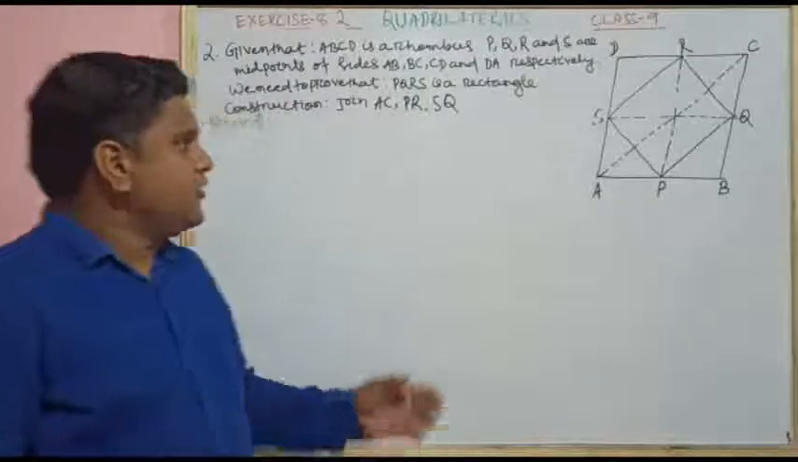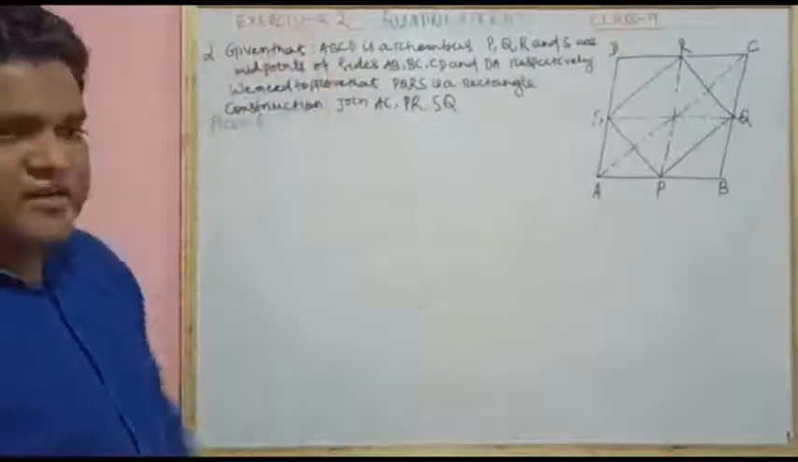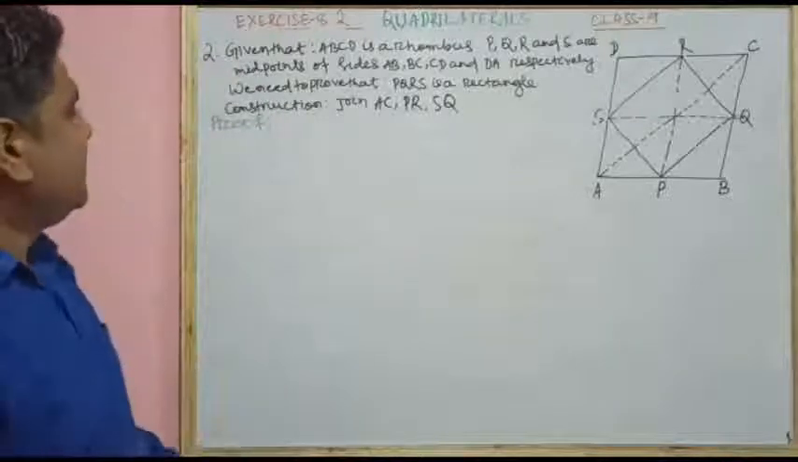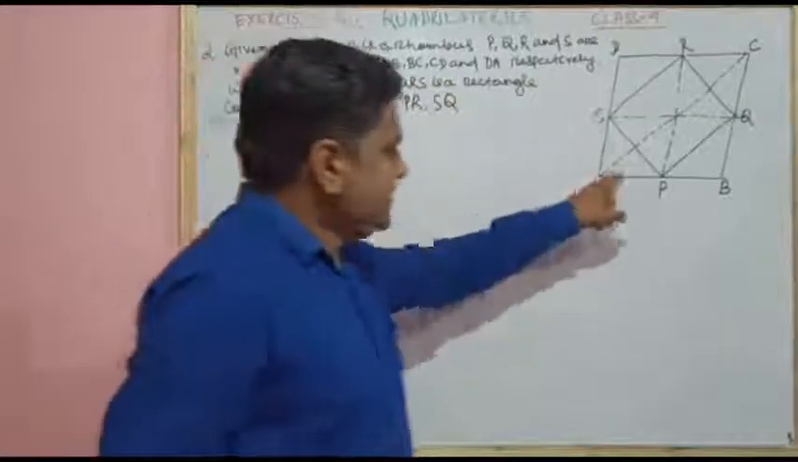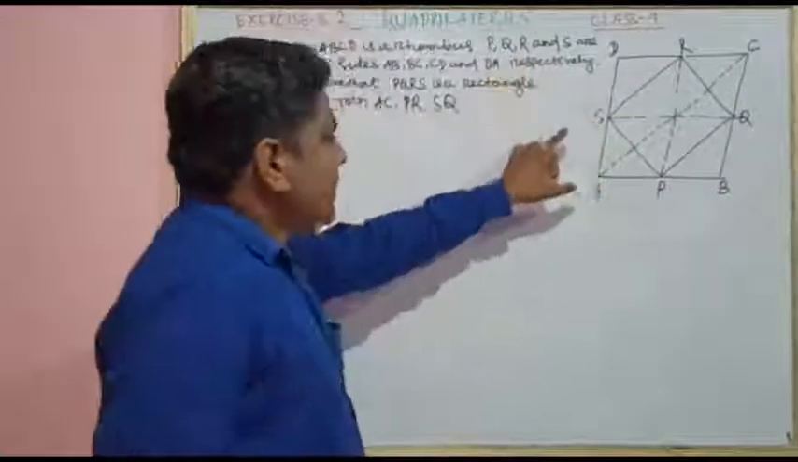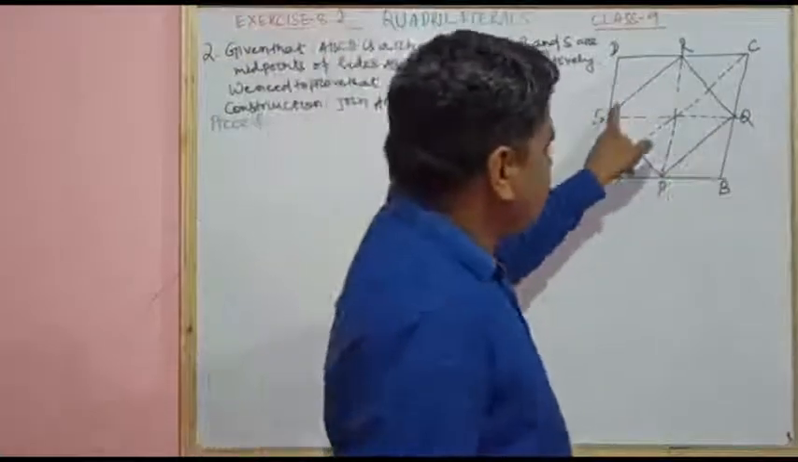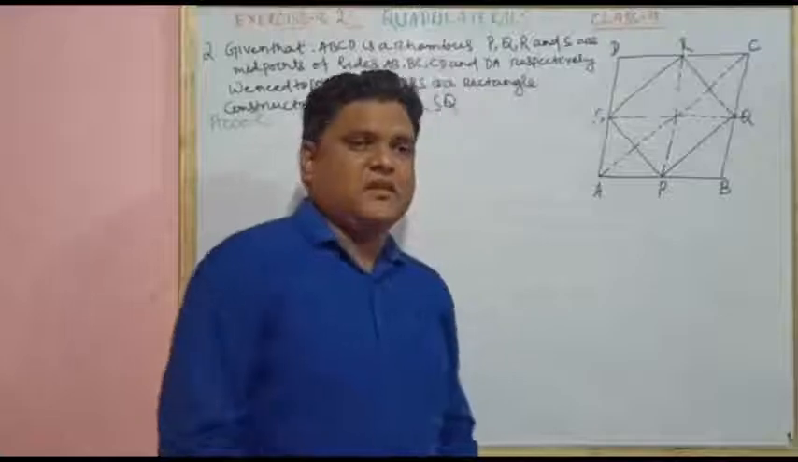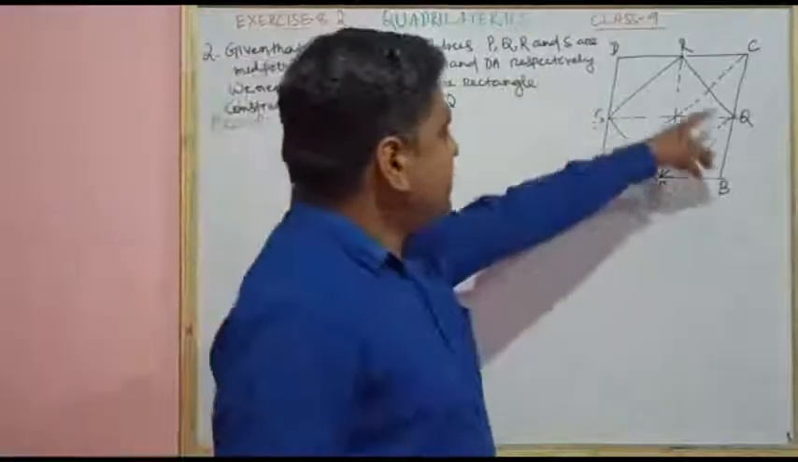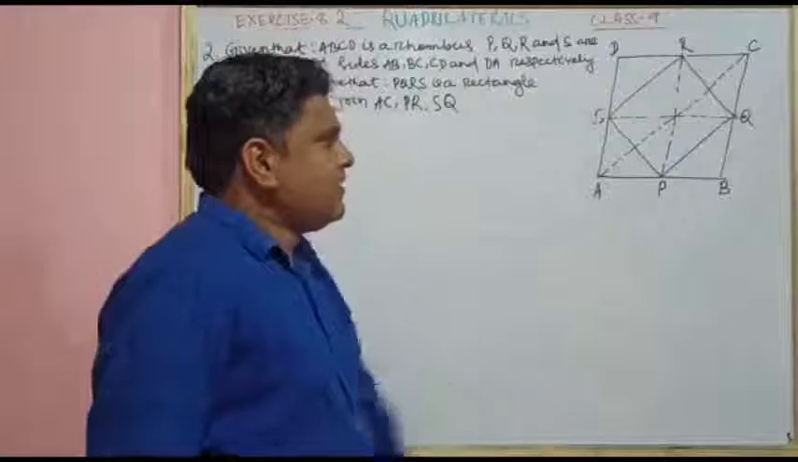My dear students, today we will take number 2 of exercise 8.2, that is from chapter Quadrilaterals of class 9. It is given that ABCD is a rhombus, and P, Q, R, S are respectively the midpoints of sides AB, BC, CD and AD. We have to prove that PQRS is a rectangle.